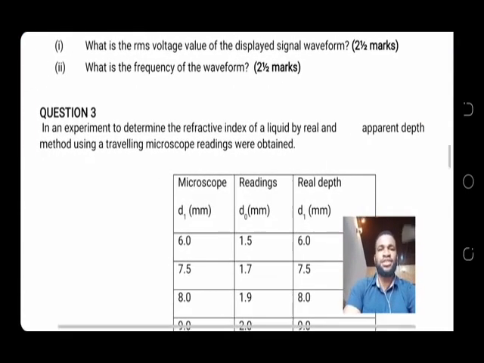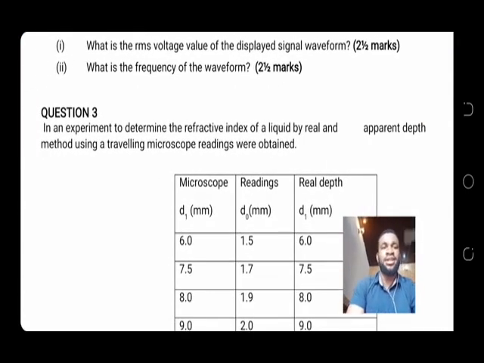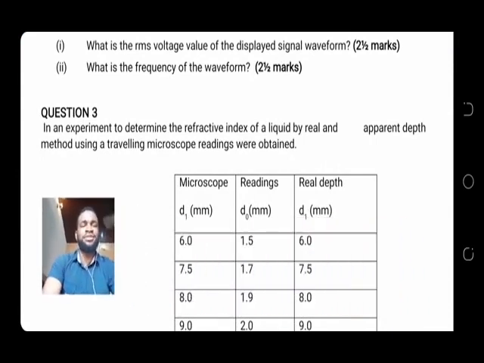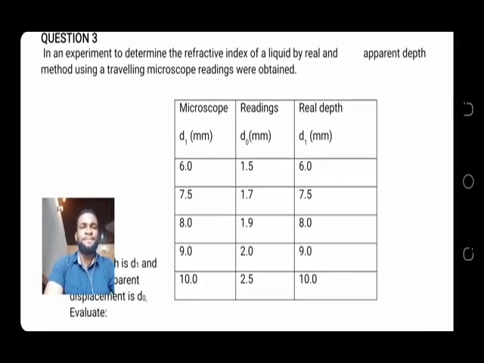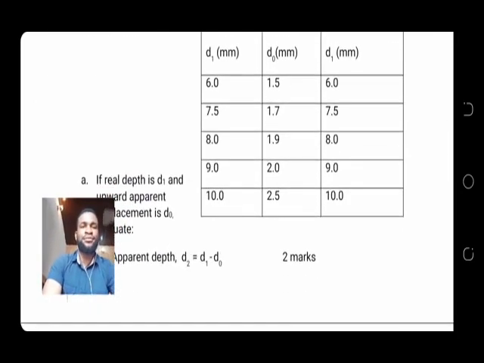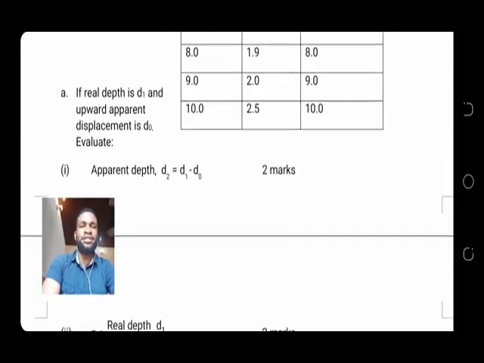As you can see, the question there is an experiment. This question is an alternative to practical question. And as you can see in question number 3, it says in an experiment, determine whatever. Then the table is given, and you can see what they say we should do there.